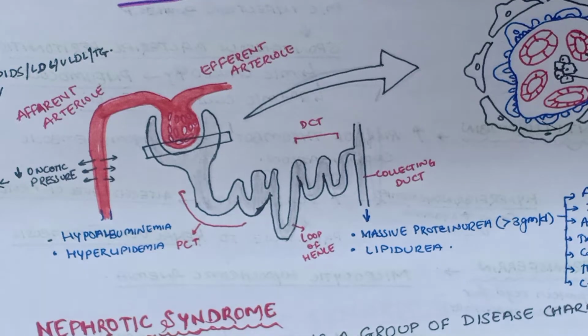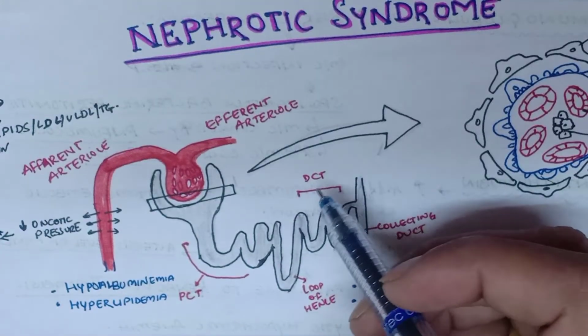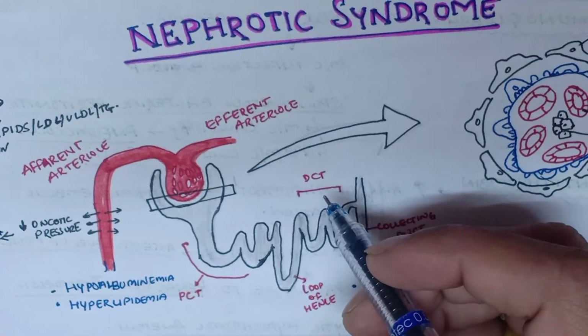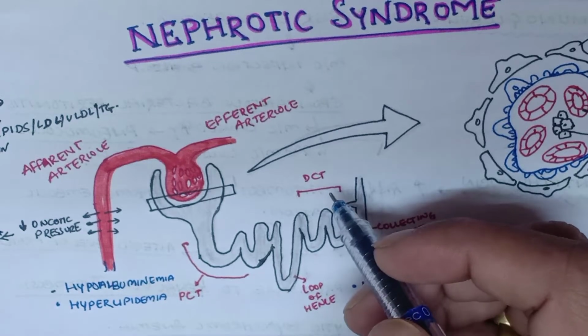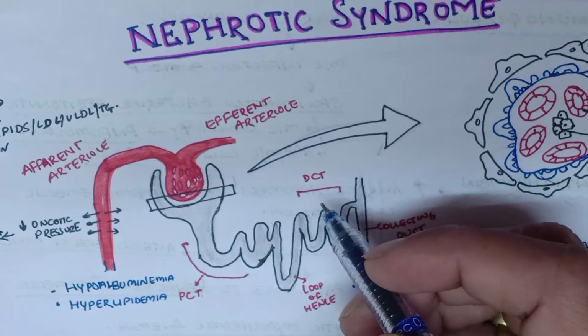Hello friends, today we are going to talk about nephritic and nephrotic syndrome. But before going to nephritic and nephrotic syndrome, we'll talk about the basic concept about the anatomy of the kidney and the nephrons and the filtration barrier.